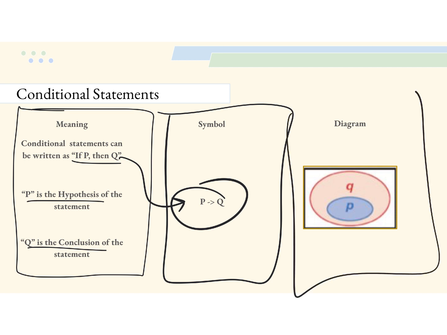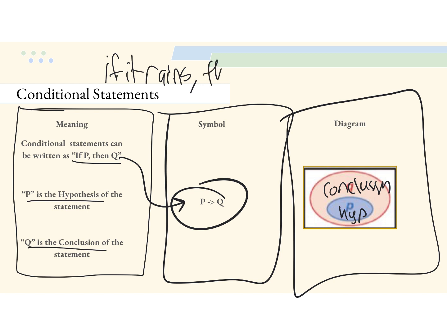And finally, for the diagram, I just want you to realize that your hypothesis is sort of nestled within the conclusion. So the idea, and I'm going to take that sentence again, if it rains, then I use an umbrella. And I want you to think about the possibilities here. So the condition, if it rains, if it's fulfilled, I'm in this part of the diagram, which means I'm in the overall conclusion, I will use an umbrella.